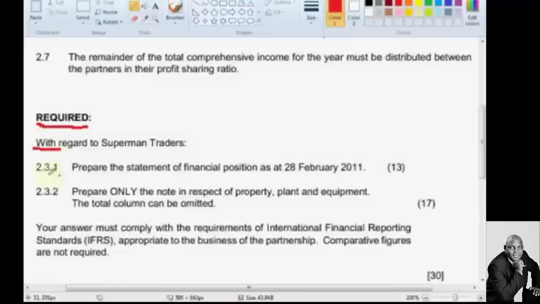It says here, with regard to the Superman Traders, it's 2.1. Prepare the statement of financial position as at 28 Feb 2011. That's the first thing we should do. And then the second thing we should do is prepare only the note in respect to property, plant and equipment. The total column can be omitted.